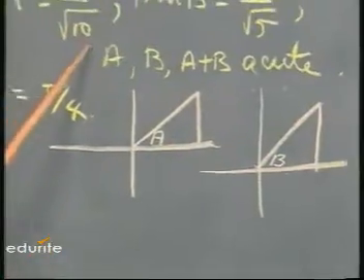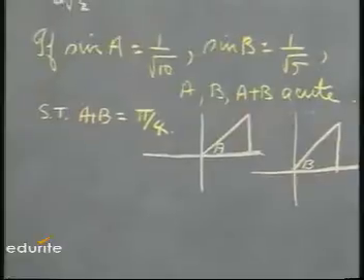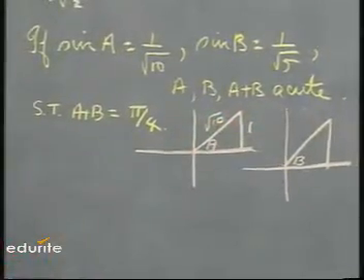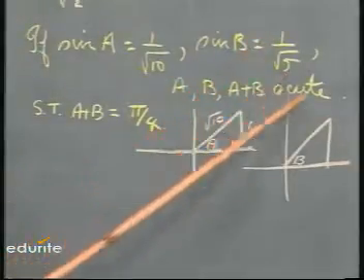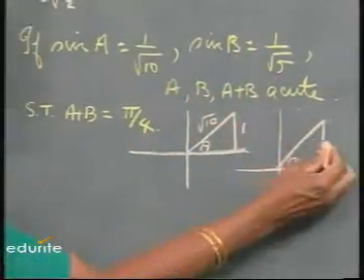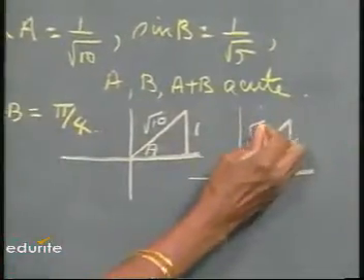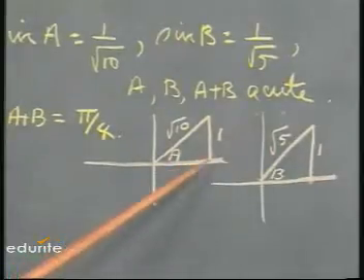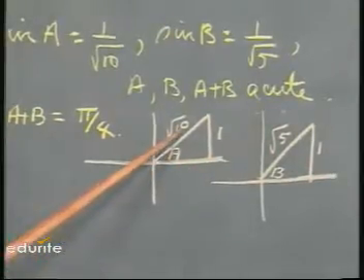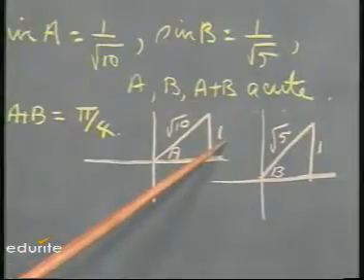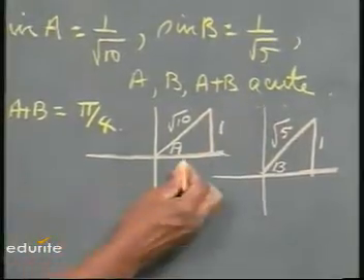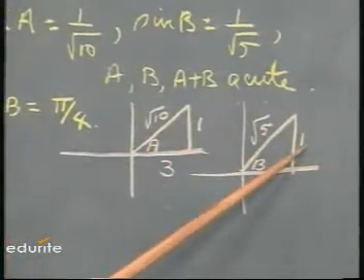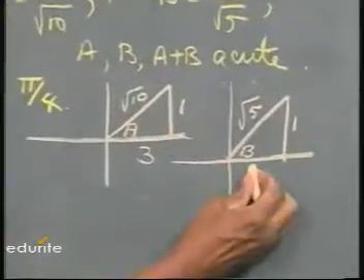Sine A is equal to 1 by root 10, opposite over hypotenuse, and so opposite is 1, hypotenuse is root 10. In the second case, sine B is opposite over hypotenuse, that is 1 over root 5. Opposite is 1, hypotenuse is root 5. Now we have to find out the third side in each of the two triangles. The third side is equal to hypotenuse squared, that's 10, minus side squared, that's 1, which gives 9. Square root of that gives us 3. Similarly, hypotenuse squared 5 minus 1 squared, that's 4, square root of that gives us 2.